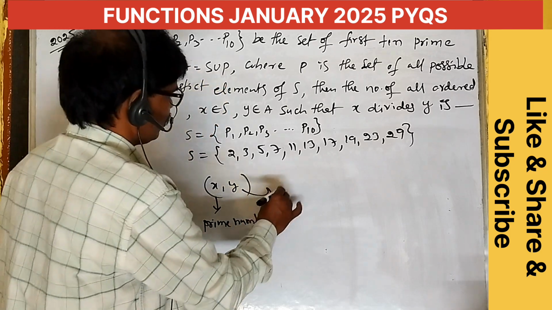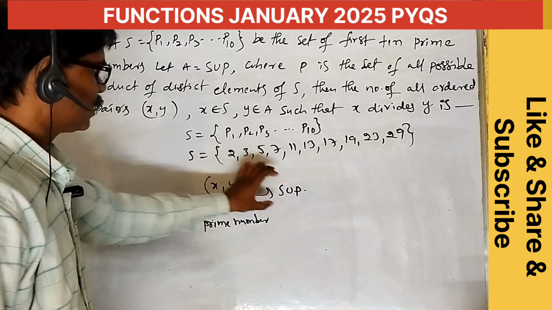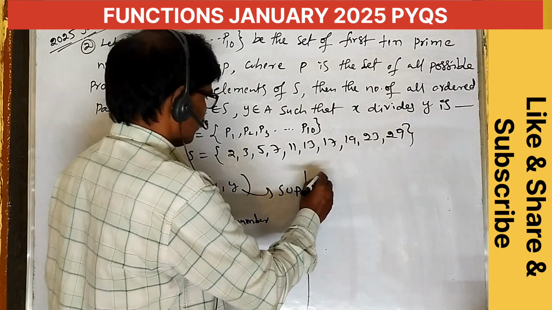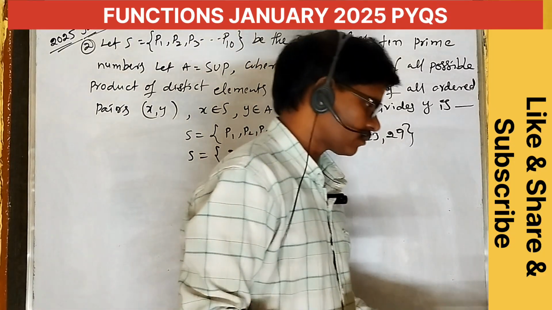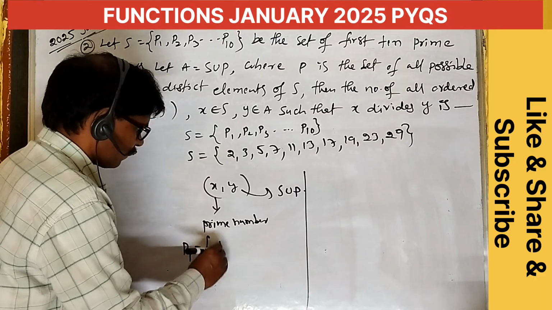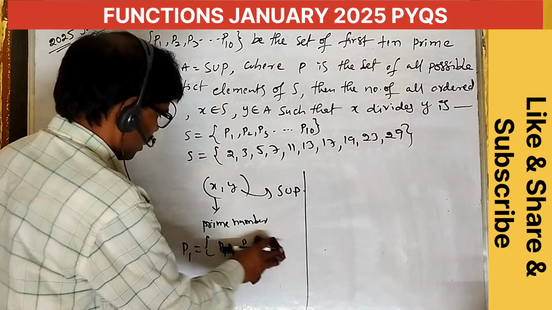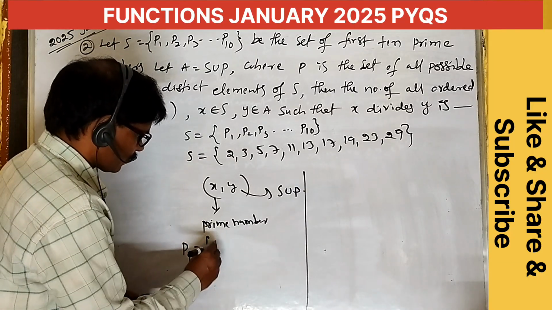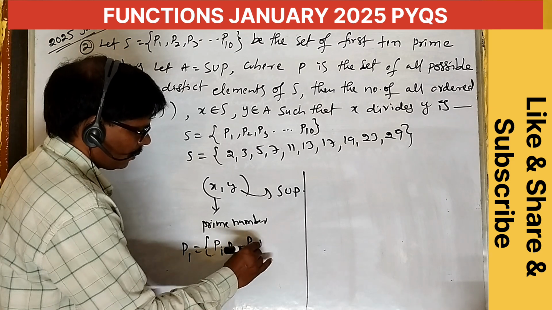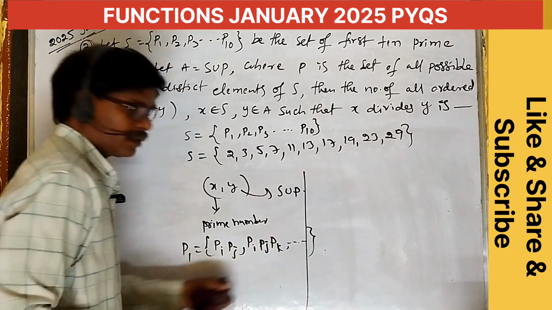What is the union? S union P. Here S is the set of prime numbers, and A is equal to S union P. What is the ordered pair here? Observe here. First, what is the S value? What is P equal to? P is the set of Pi, and Pi and Pj, and Pi and Pj and Pk, and so on up to all the numbers.